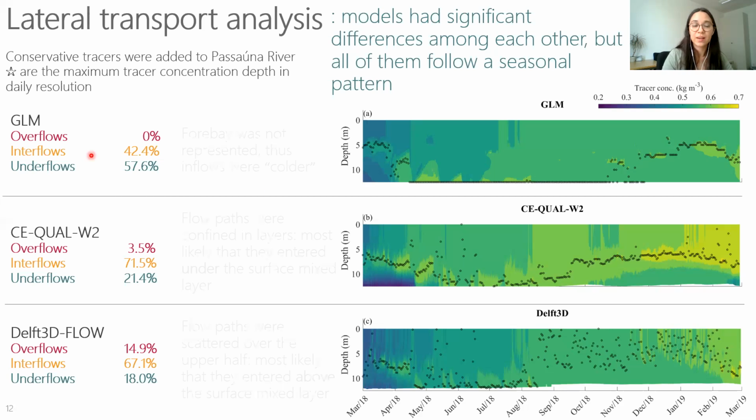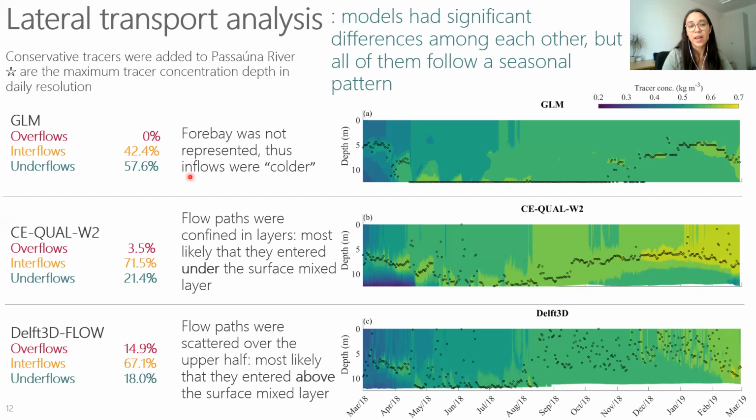GLM mainly had underflows and no overflows. This is also because the far bay is not represented in the model, so the water doesn't get warmer and cold water flows along the bottom. C-qual had mainly interflows, as well as Delft 3D, but C-qual had fewer overflows.